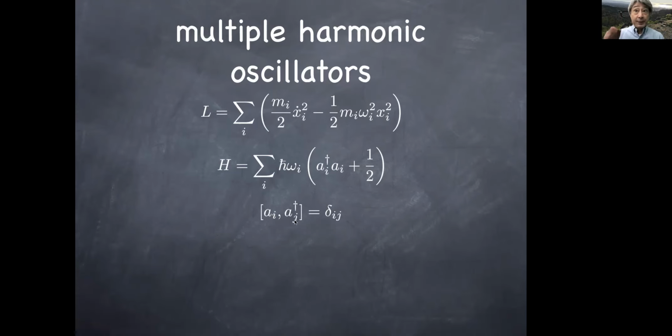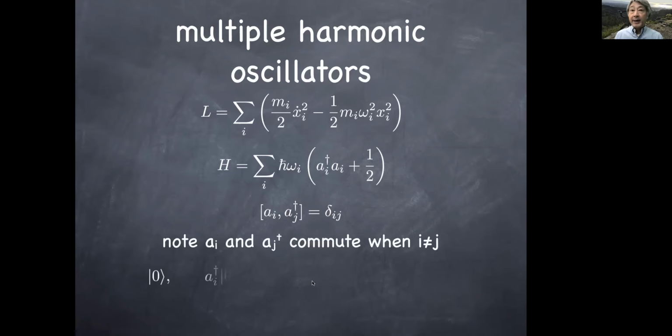But if i and j refer to the same particle, then I should have the same commutation relation as I had earlier. So the A A-dagger commutator should be one. The end result is that the A_i A_j-dagger commutation relation is the Kronecker delta ij, namely this is one when i and j are the same, but it's identically zero when i and j are different. So that's how you can have multiple harmonic oscillators. A and A-dagger commute when i and j are different.